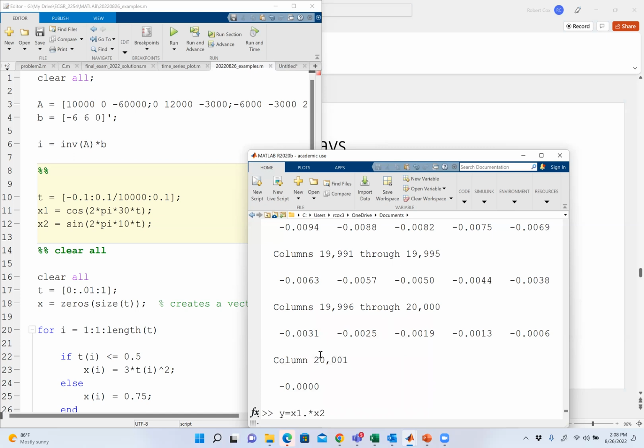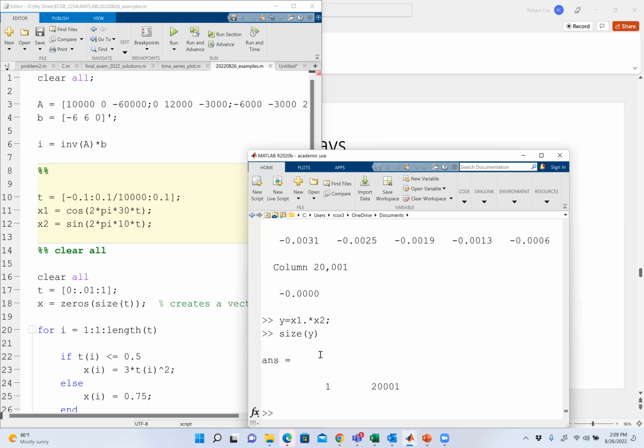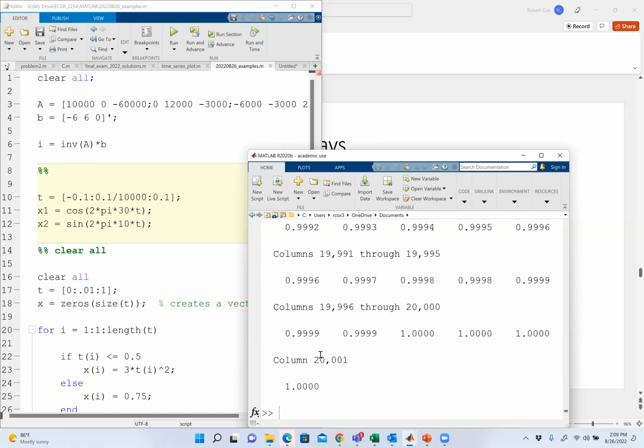So y equals x1 dot times x2. This is where it's useful to put a semicolon so I don't have to watch everything go by, right? It comes out pretty quick. And I say, what's the size of y? Same as the size of x1, x2, and t. Okay. So that's called element-wise operations. And if I wanted to take every entry in x1 and square it, I would do that. And the size of that's 20,001 points. So that's a pretty common way to play with this.